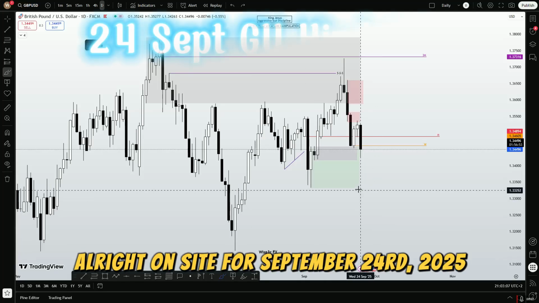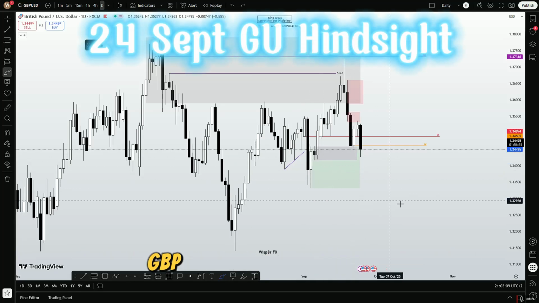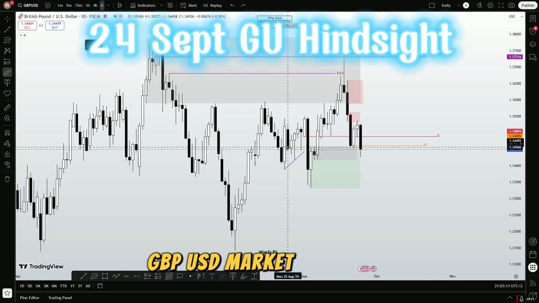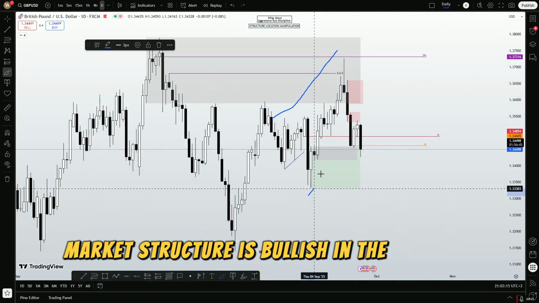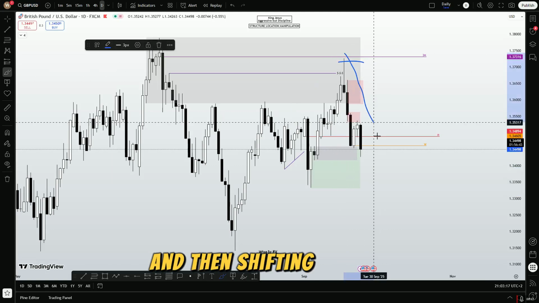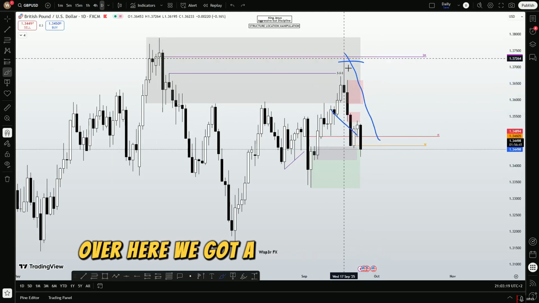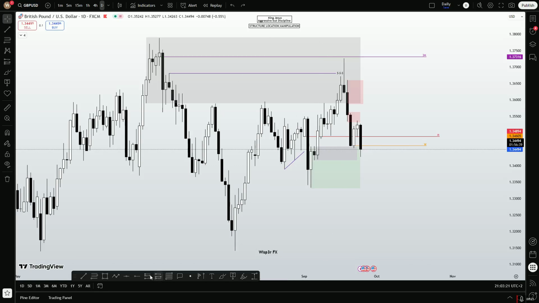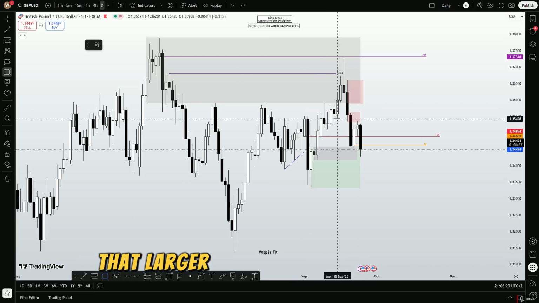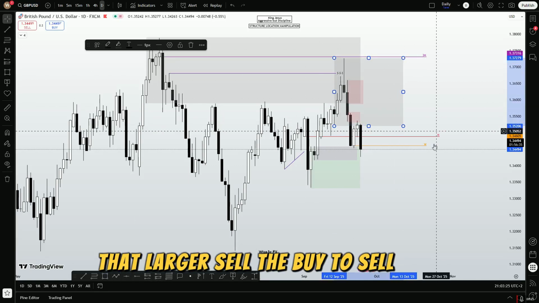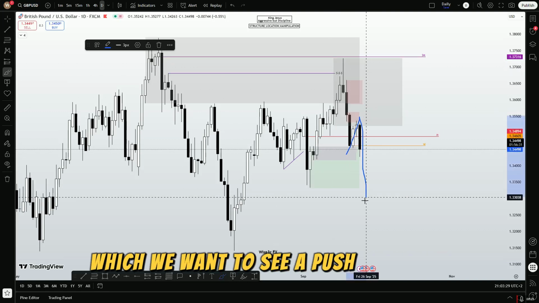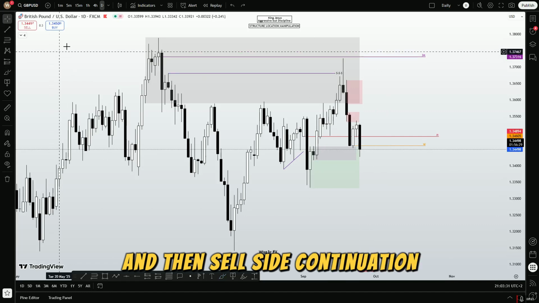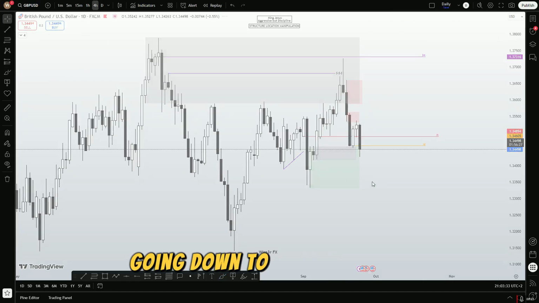Right, hindsight for the 23rd of September 2025, GBP USD. Market structure as always on the higher time frame. Market structure is bullish in the internal push up and then shifting bearish. Over here we got the change of character creating that larger sell, the buy to sell area, which is indicated by the gray block, which we want to see a push back into, and then sell side continuation going down to say the 4 hour.